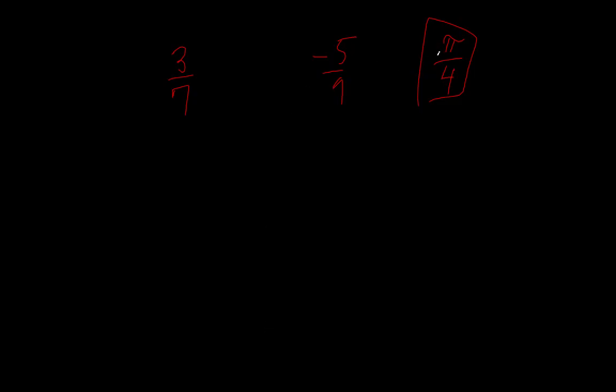Because the thing that makes something rational is that it can be written as an integer over an integer, with the bottom not being 0. So if I wrote pi/3 pi, that's rational because pi/3 pi is the same as a third. These are equal. So it can be written this way.